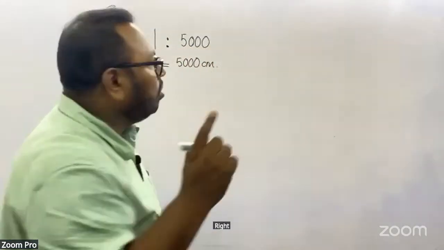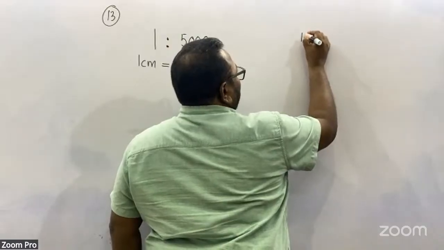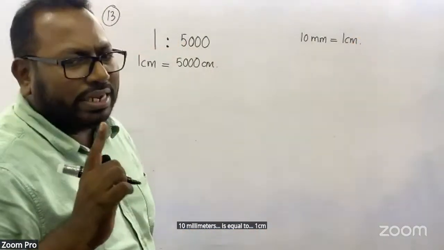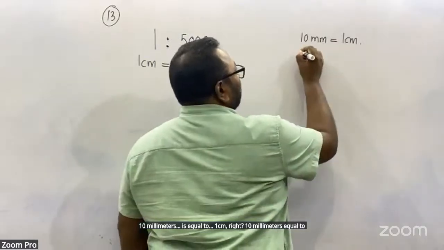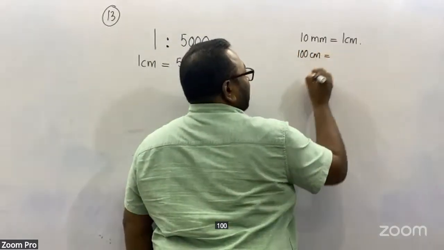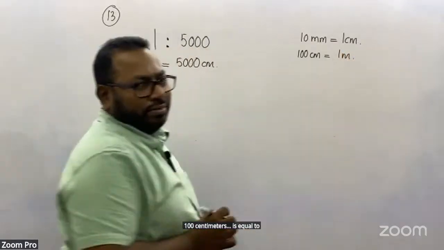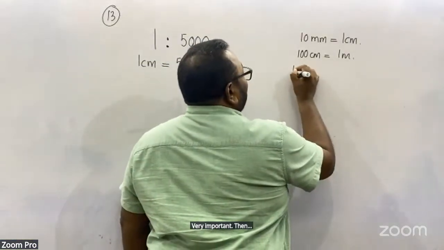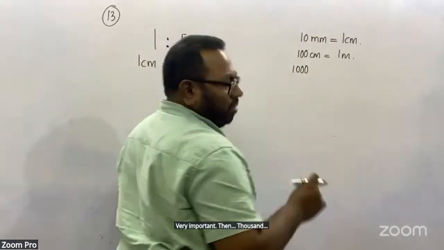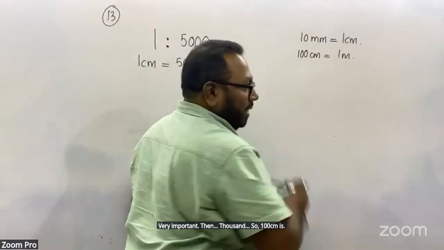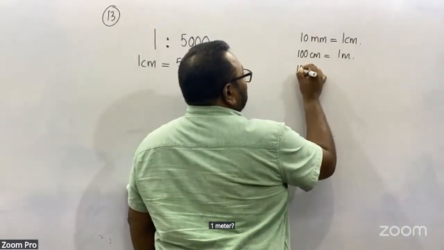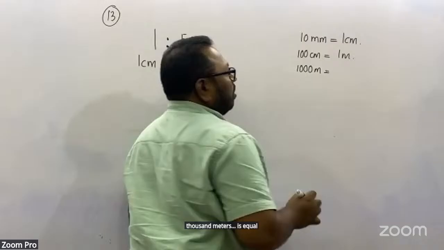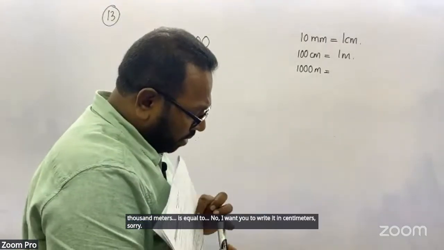We know 10 millimeters is equal to 1 centimeter. 100 centimeters is equal to 1 meter. So this is a relationship I want you to see. It's very important. Then 100 centimeters is 1 meter. 1000 meters is equal to, no, I want you to write it in centimeters. Sorry. Okay.